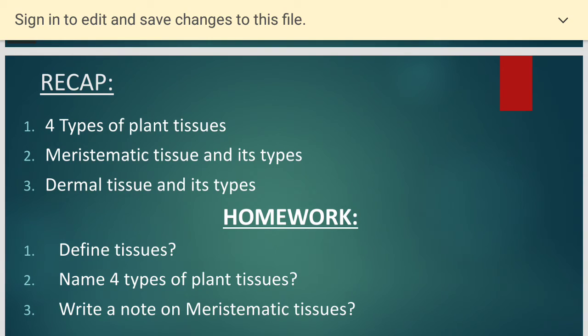Today we have covered, actually I have mentioned to you the 4 types of the plant tissues, but we have seen in detail meristematic tissue and its types and the dermal tissue and its types. Note down the homework. Define tissues, name 4 types of the plant tissues, and write a note on meristematic tissue.